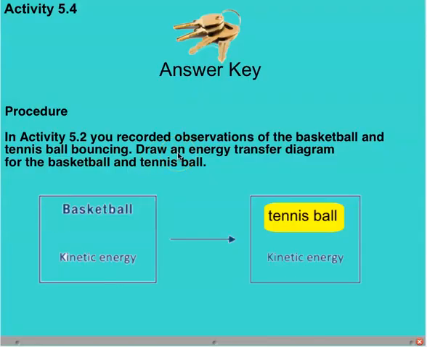So for this one, it said in activity 5.2, you recorded observations of the basketball and tennis ball bouncing. It says draw an energy transfer diagram for the basketball and the tennis ball. So here we have the basketball. It transferred KE, so we have an arrow to the tennis ball, which got its KE from the basketball. So how did you do? Did your energy transfer diagram look very similar to this? Now, if you put KE to KE, that is absolutely fine.